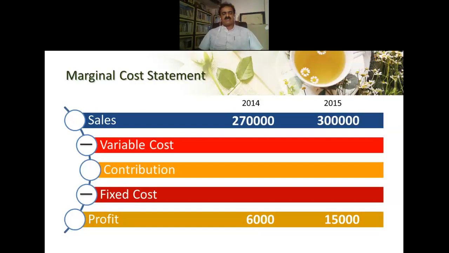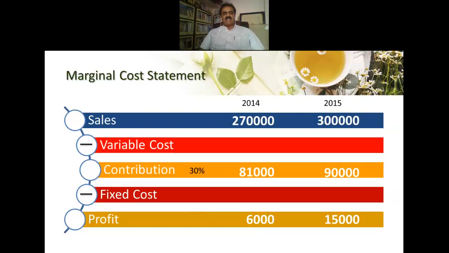Based on this, we have calculated the PV ratio. PV ratio can also be called the contribution ratio, that is 30%. Therefore, contribution is 30% on sales. That's the meaning of the PV ratio. PV ratio is the ratio between the contribution and sales. That means the contribution is 30% on sales. 30% for the year 2014, 30% on 2,70,000 comes to 81,000. Similarly, calculate for the year 2015, that comes to 90,000. So after calculating the contribution, it's very easy to calculate variable cost and fixed cost.